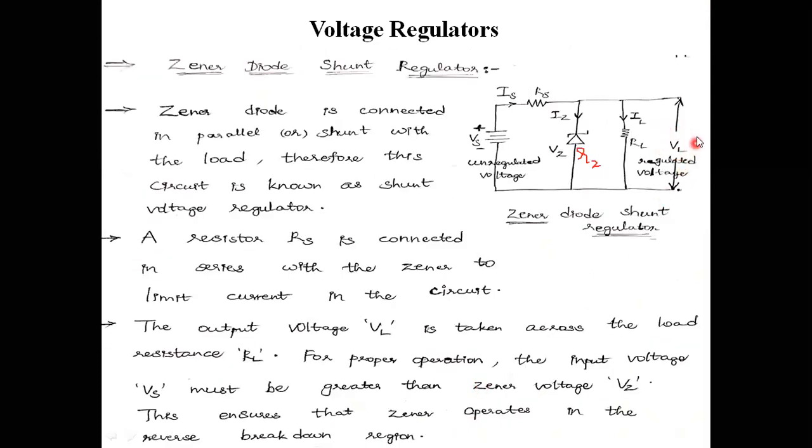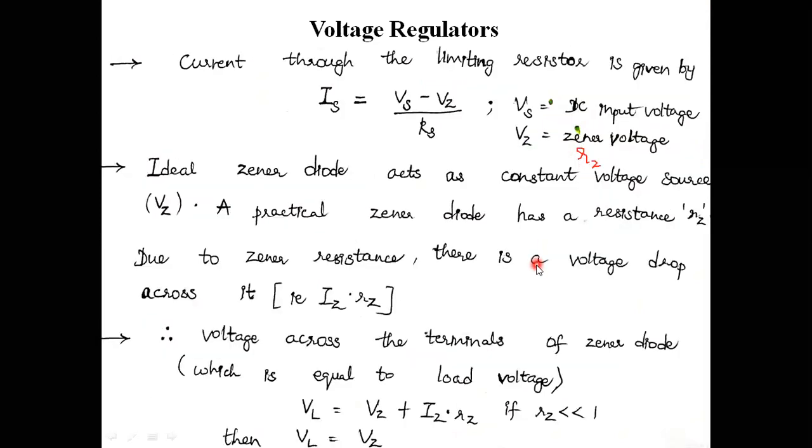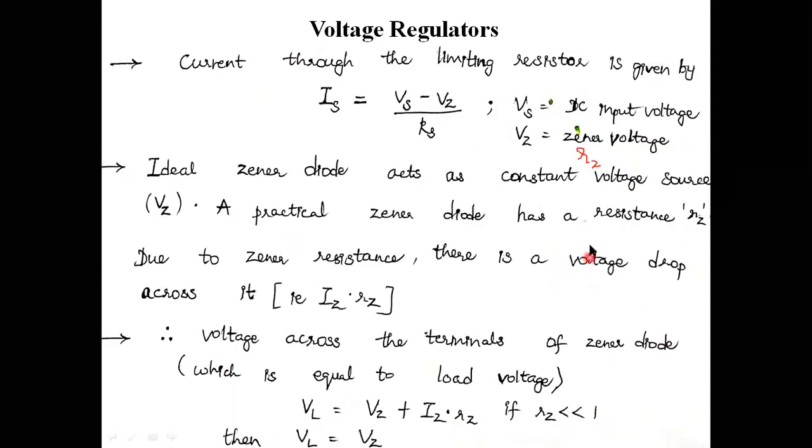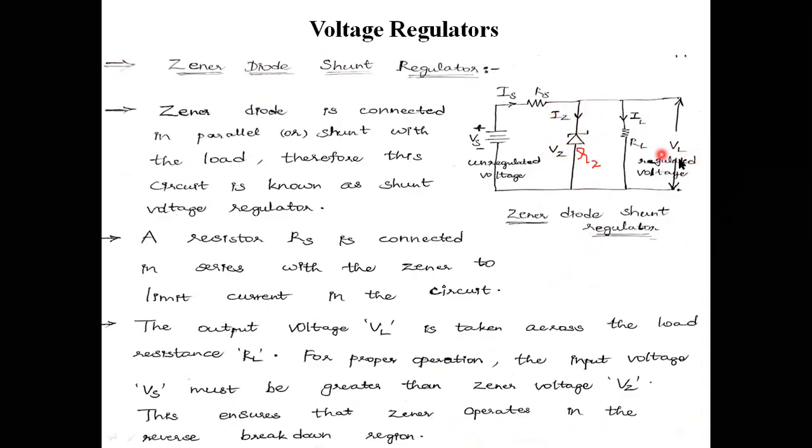That means the voltage at the load resistance is given by the voltage across the Zener diode as well as the inbuilt drop of the Zener diode, that is IZ RZ. Load voltage VL is equal to VZ plus IZ RZ. If RZ is very much less than 1, then this load voltage VL is equal to VZ. These two voltages are equal here. Why? Because in parallel circuits, voltages become the same. We can treat VZ as equal to VL here.